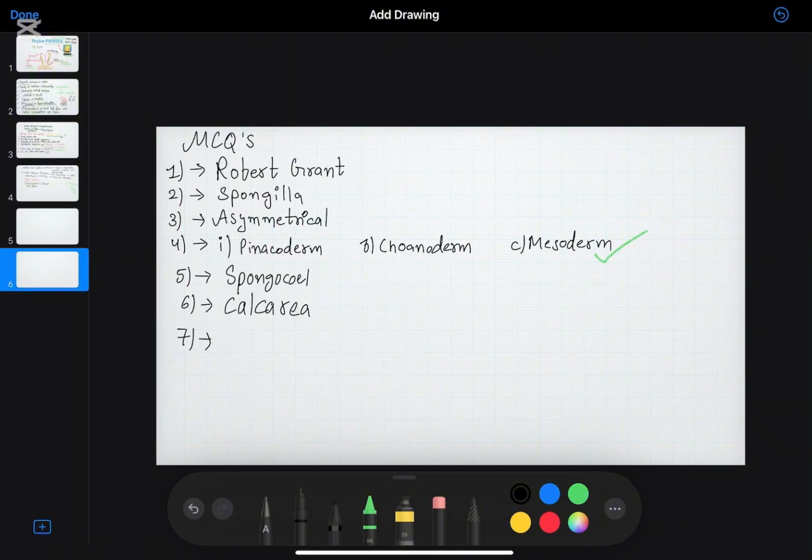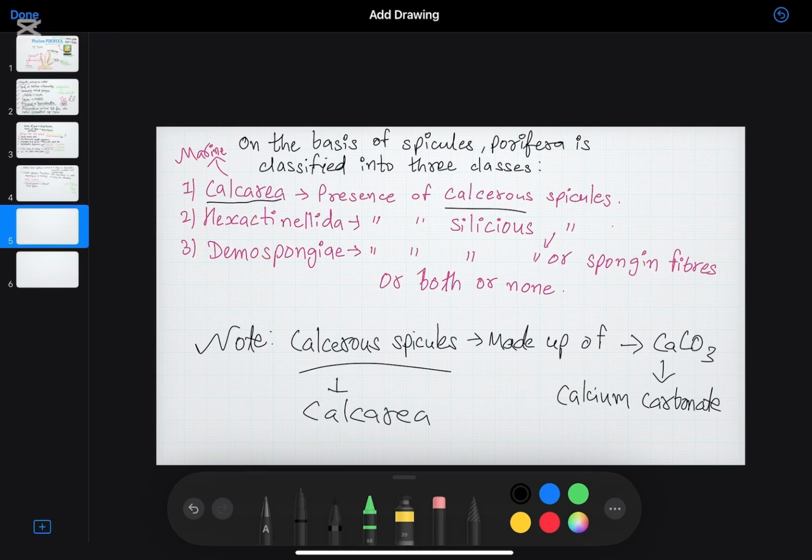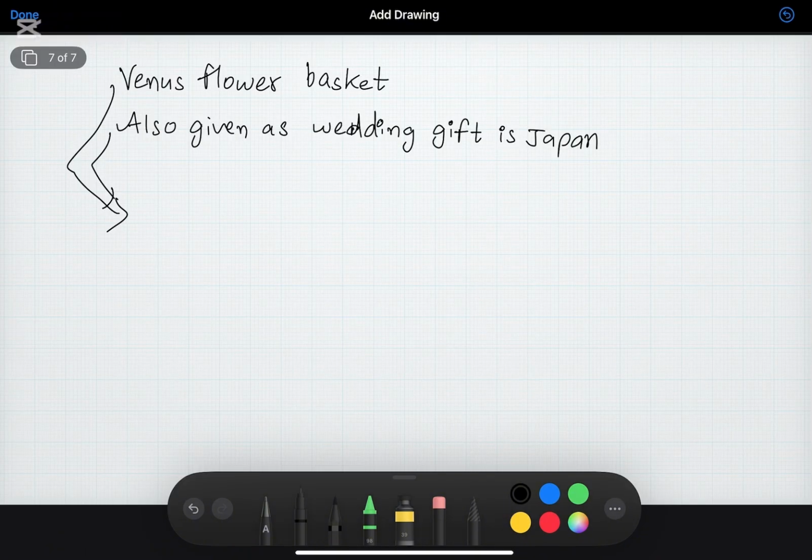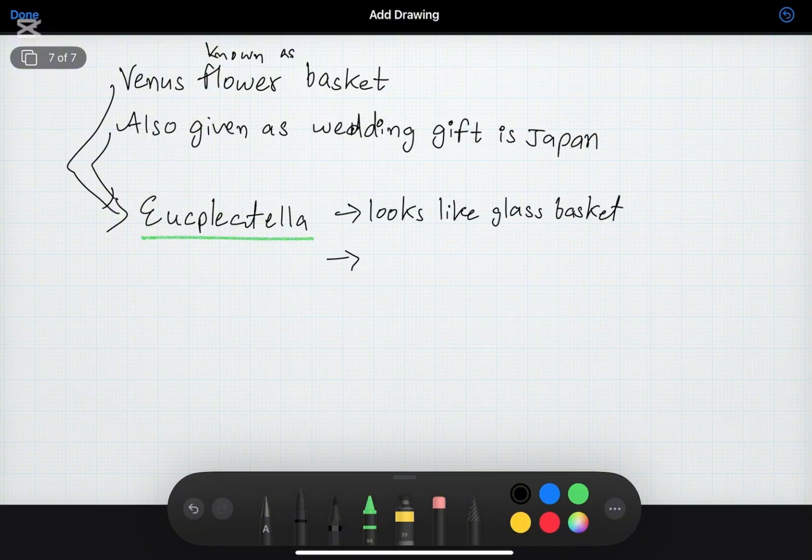Now the seventh question is, which sponge is known as the Venus flower basket and is also given as a wedding gift in Japan? Okay, I missed this one. This is a very important one. Let me tell you about this. So that sponge is Euplectella. Why is this Euplectella known as Venus flower basket? Because it looks like a beautiful glass basket. But why is it given as a wedding gift in Japan? What is so special in it?